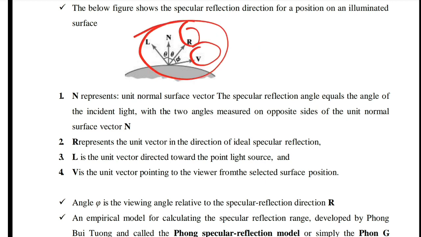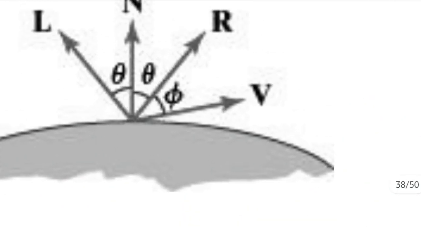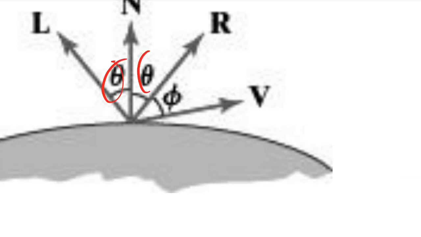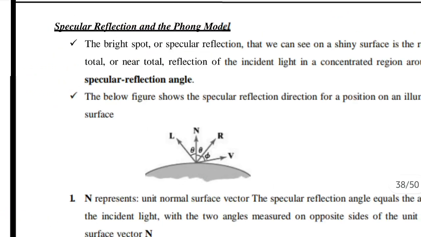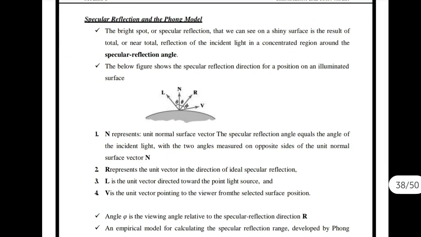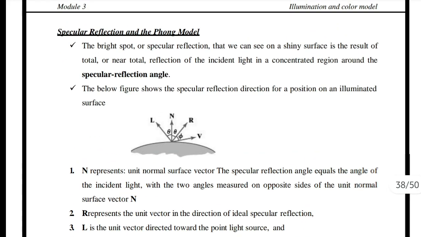So in that way the reflection will happen from a surface, that you have to keep in mind. Okay, and the angles are also different in between. So these are the angles between L and N, and N and R and V. Okay, so this is the specular reflection model. And the bright spot we can see on a shiny surface is a result of a total or near total reflection of the incident light, concentrated in a region along the specular reflection angle.